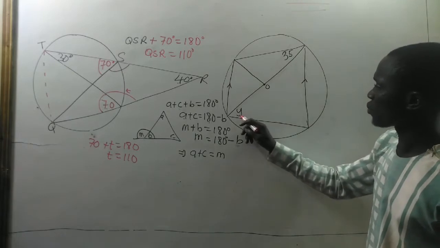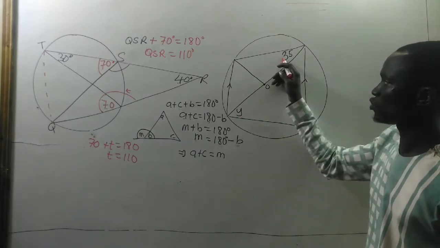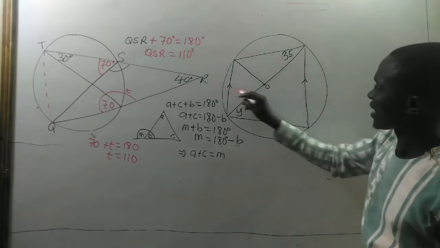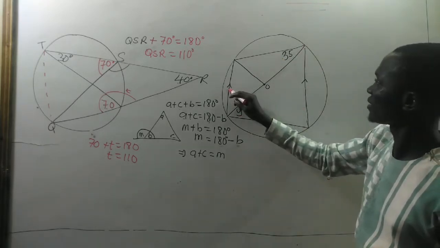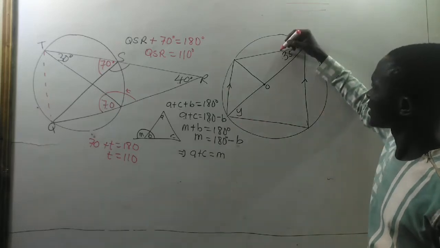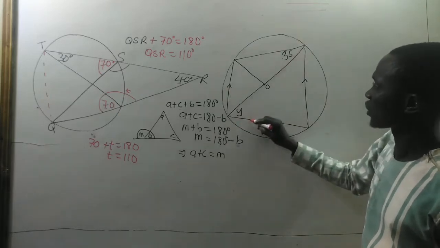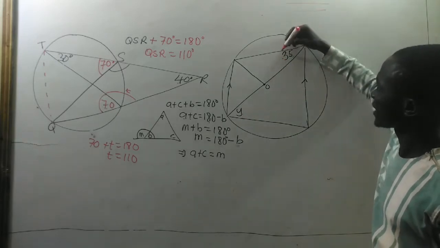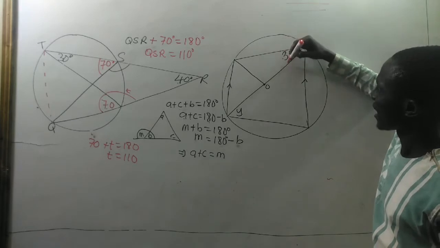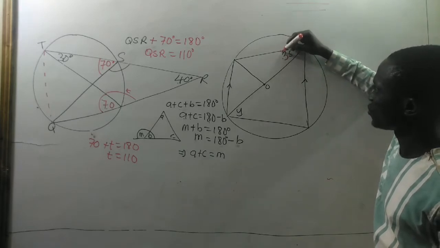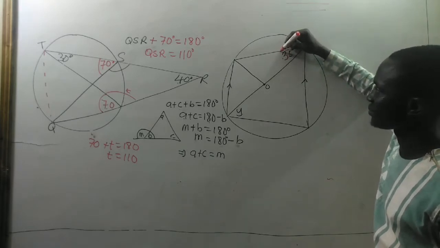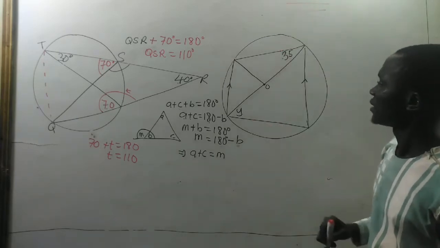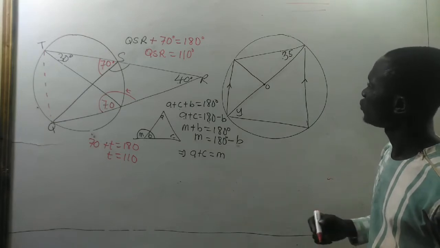Now don't say that y and 35 are alternate. No. This line and this line are parallel lines, but this line and this line are not parallel. So this angle and this angle are not alternate, because this angle starts from this line and ends on this. So it does not start from a parallel line. Are you okay? Correct. Now we can't do that. So what do we do?